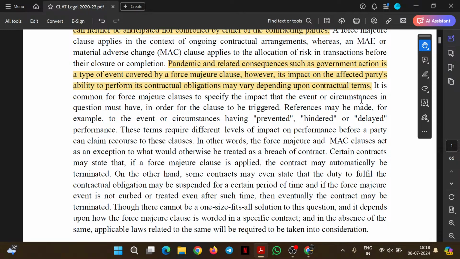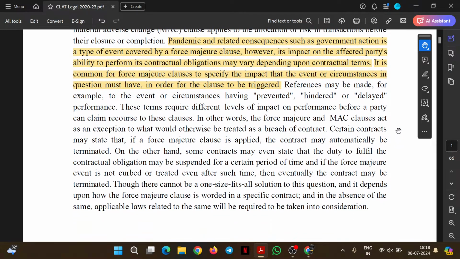It is common for a force majeure clause to specify the impact that the event or circumstances in question must have in order for the clause to be triggered. So now it is talking about the construction of the clause, how the clause must be. Moving ahead, references may be made, for example, to the event or circumstances having prevented, hindered, or delayed performance. Again, it is talking about construction. These terms require different levels of impact on performance before a party can claim recourse to these clauses.